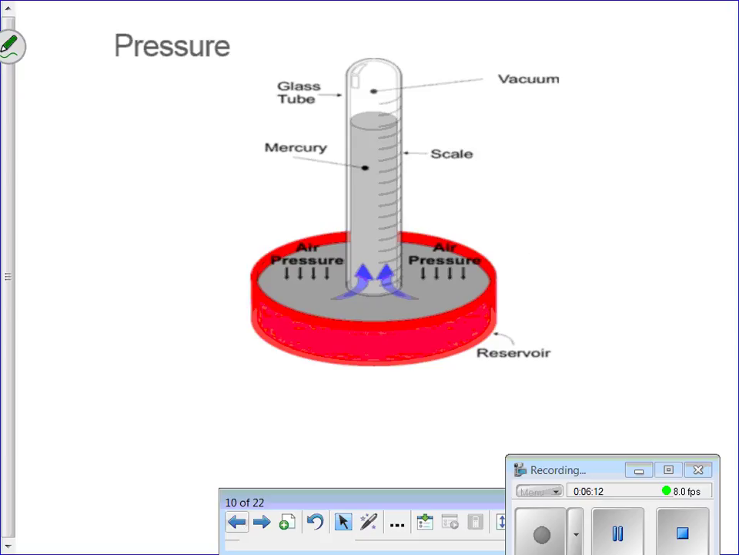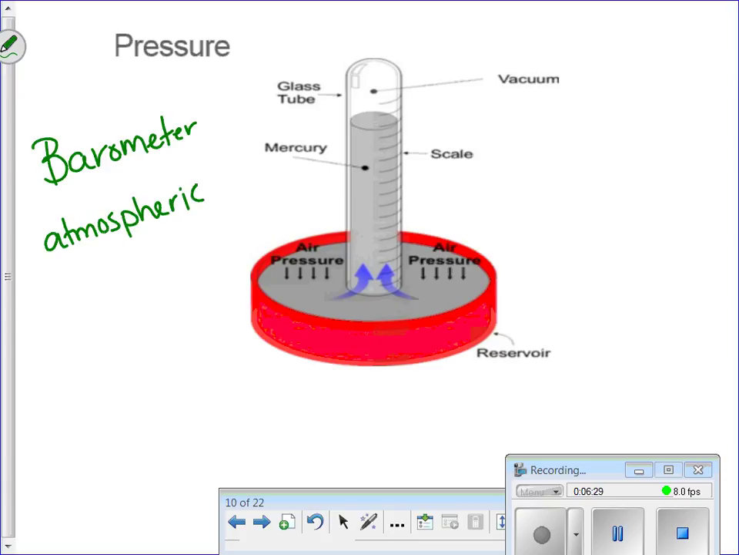I want to go back just a second. This picture right here is a diagram of a barometer. And a barometer is used to measure atmospheric pressure. So, if you're listening to a weather report, you're using barometers to say what's the pressure of the air in the atmosphere. So, in the dish down here, there is mercury.